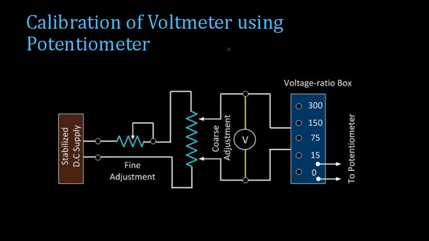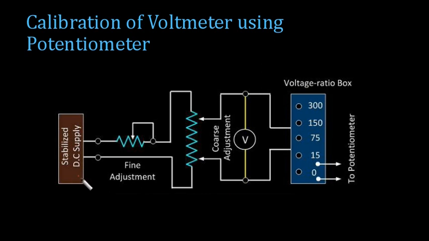For this, V is a voltmeter which is to be calibrated, which is placed here, and we have a potentiometer also connected through the voltage ratio box. This voltage ratio box is very similar to a transformer, but it is used in a DC system. Here the voltage is reduced from a higher level to a lower level, which can be given to the potentiometer. Since the potentiometer is rated for very low voltages, you can use this voltage ratio box to step down the voltage levels from the normal value to lower values, which can be easily measured by the potentiometer.